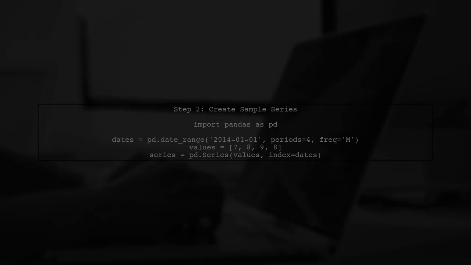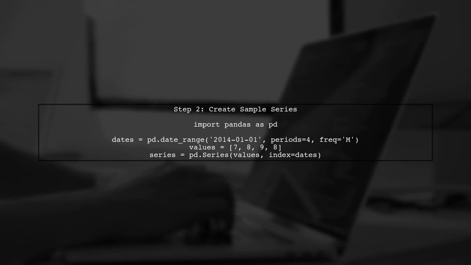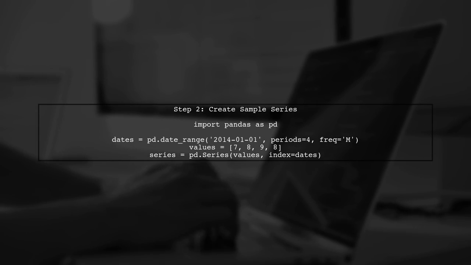Now, let's continue on. To change the formatting of a datetime axis in Matplotlib, we first need to import the necessary libraries. Make sure you have Matplotlib and Pandas installed. Next, let's create a sample series with datetime index. This will help us visualize the data we want to plot.